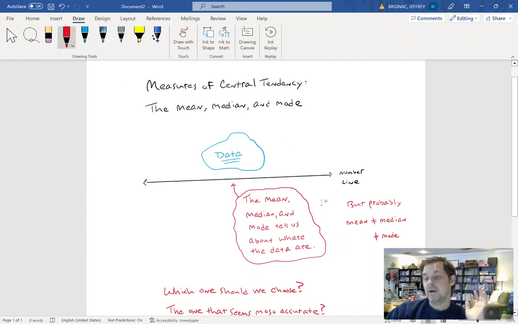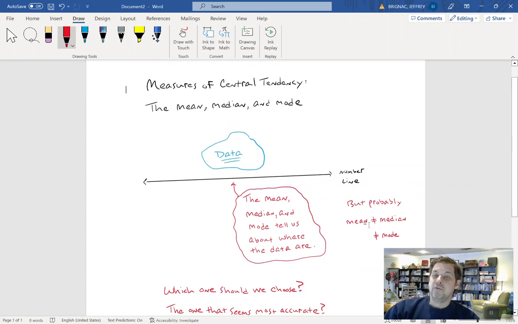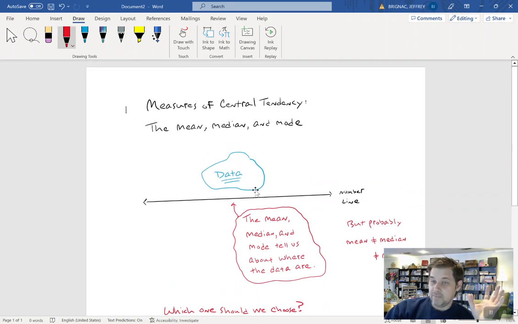Now, this won't always happen, but probably the mean will be a different number than the median and the mode. Okay, they're not all three going to be the same number, most probably. Occasionally two of them might be the same, but let's go into this expecting that they could all be different.